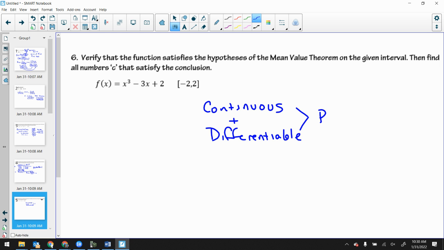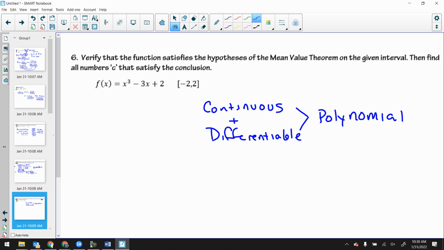Because this is a polynomial, we know it is continuous and differentiable, so therefore the mean value theorem applies. I'm not talking about Rolle's theorem where you have to find f of a equal to f of b. This is just the mean value theorem. Then find all numbers c that satisfy the conclusion.